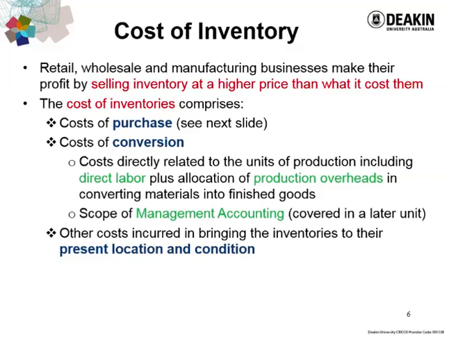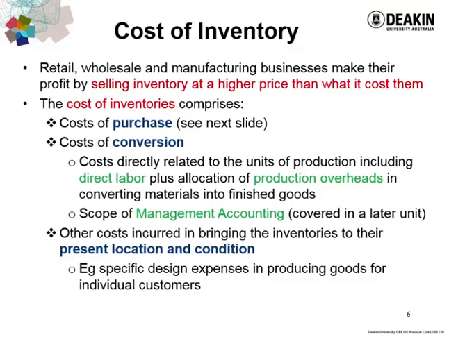The third component can include other costs incurred to bring inventories to the present location and condition. For example, the specific design expenses in producing goods for individual customers can be included. Some products are unique because we know that products are tailor-made for customers, so the specific design expense can be included as cost of inventory. However, please remember that we do not include admin, storage, and selling costs as cost of inventory.